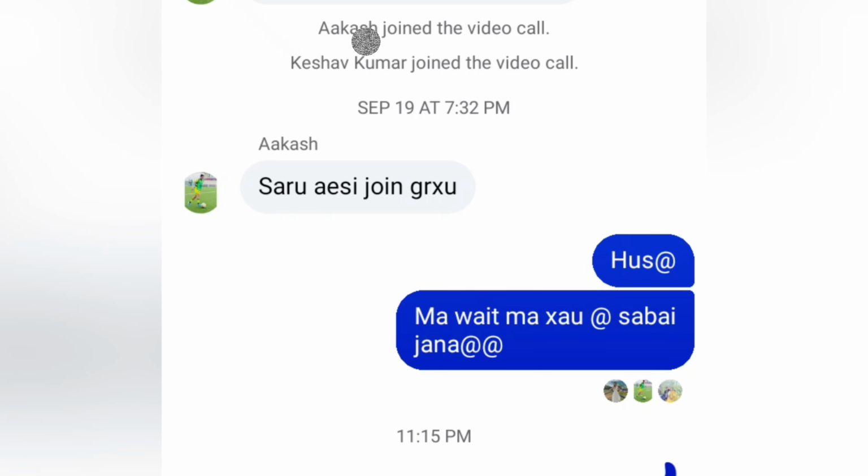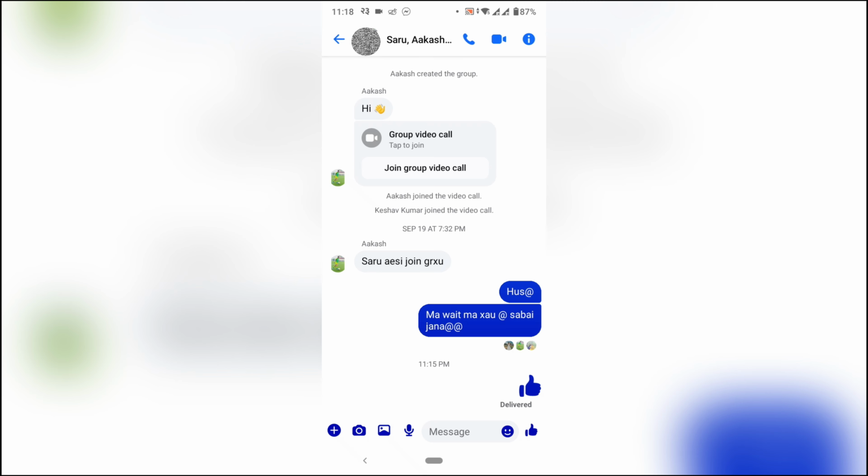In group chat, you will see multiple profile pictures showing who has seen your message. Using these indicators, you can easily understand when your message has been viewed.